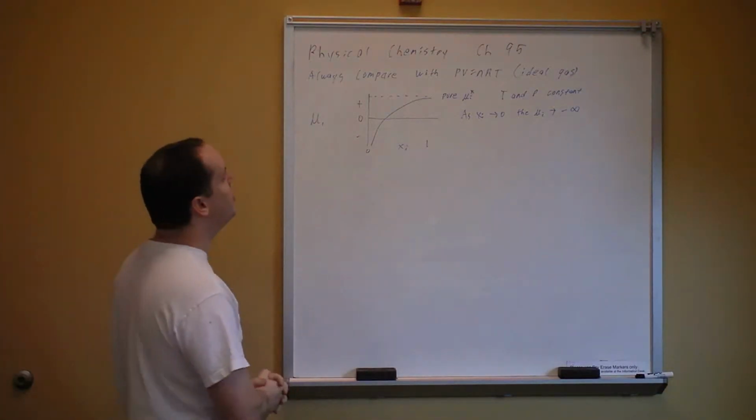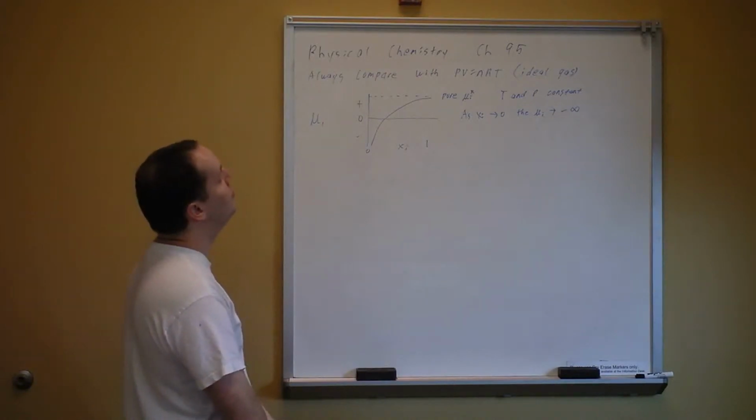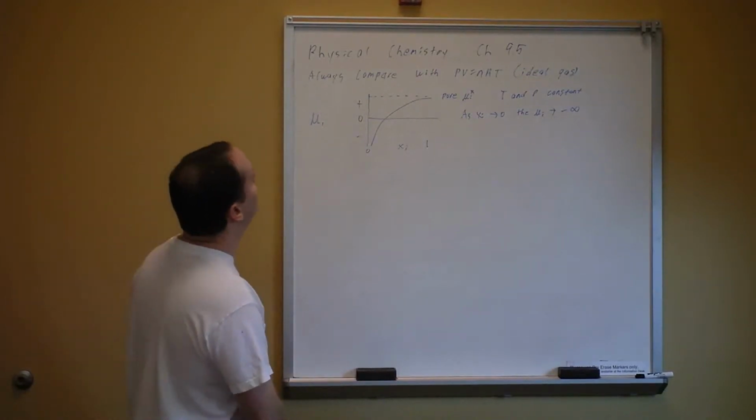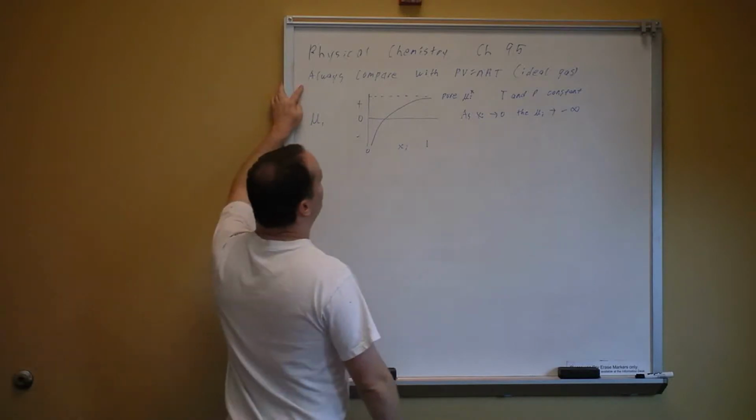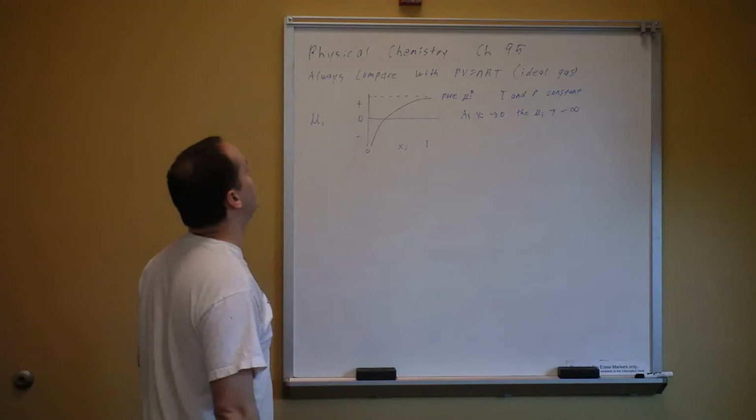Continuing on physical chemistry, chapter 9, this is the end of section 5. So what we showed before for mu and so on. So remember, our definition of ideal gas was that PV is equal to nRT.